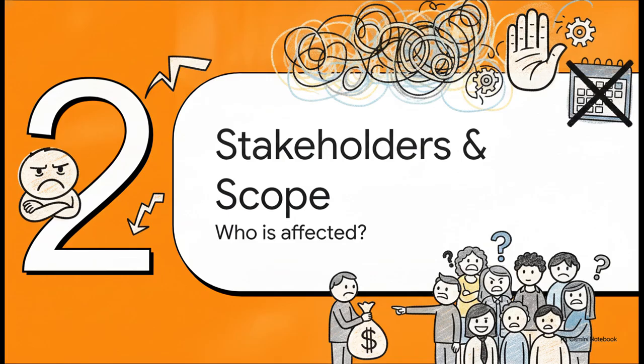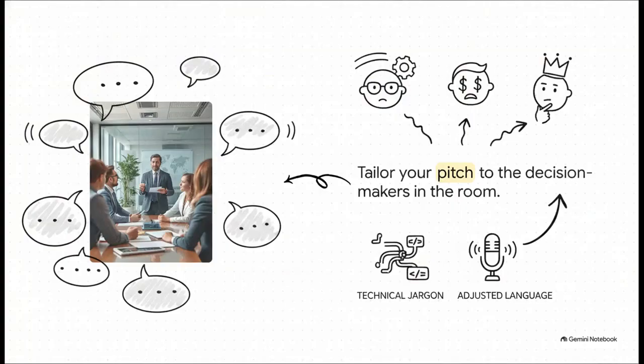Moving on to Section 2, Managing Stakeholders and Scope. Who is actually affected by all this? Look, satisfying only the person writing the check and totally ignoring the actual end users is a guaranteed recipe for disaster. It leads to delays and straight-up cancellations.